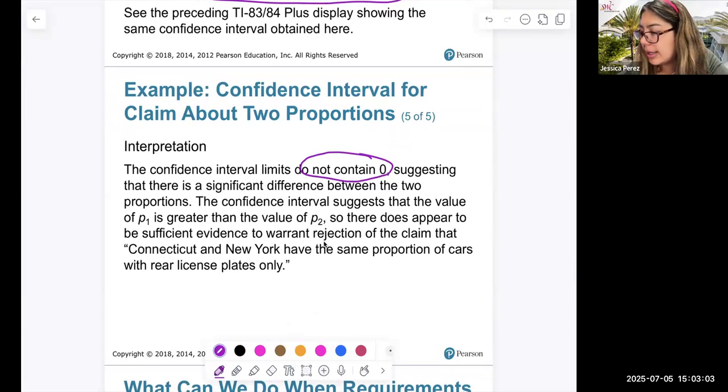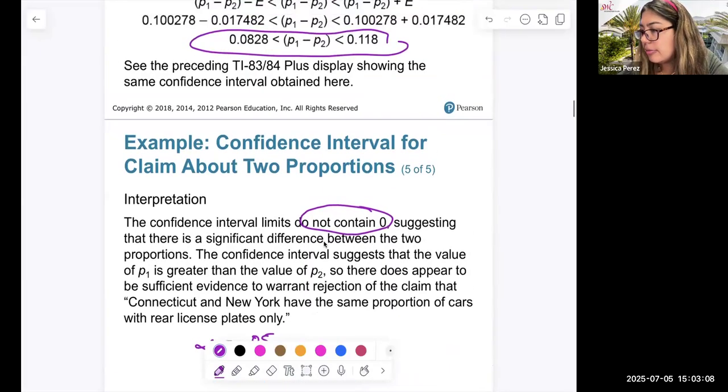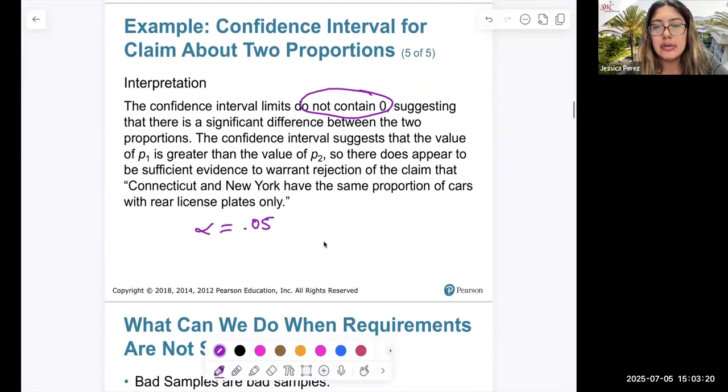Same thing here. We know that alpha is 0.05. Well, 0.05 lives in here. Okay, see how 0.08 is greater than 0.05, which also is outside this region.